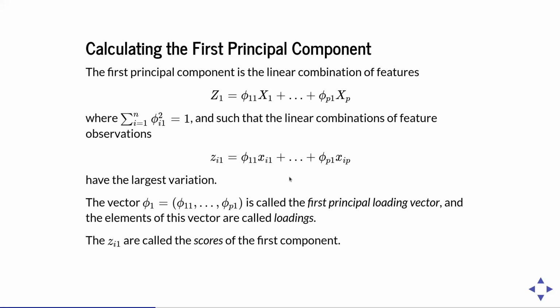So when we, in scikit-learn, look at the components_ attribute of a fit PCA model, we're looking at the principal loading vectors. And the z_i's, those are called the scores of the first component. So if you take linear combinations of all the feature observations and create your z_i's, all those z_i's collectively are called the scores.